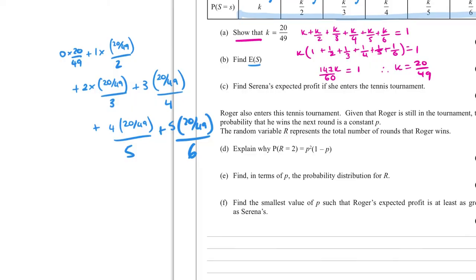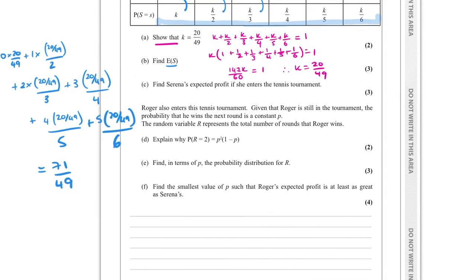Now when you put this into your calculator, you should get 71 over 49. Now, I think the easiest way to do this is when you put this into your calculator, write 20 over 49, and then you can put answer in each time. So you can do 1 times answer over 2 plus 2 times answer over 3, etc., etc.